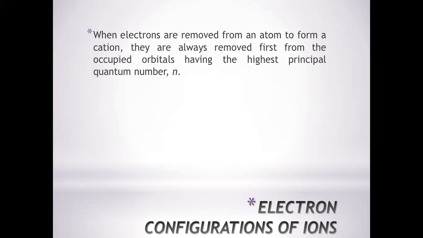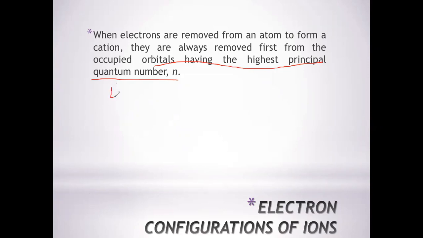Electrons are always removed first from the occupied orbitals having the highest principal quantum number. That is very important, guys. You should understand this very clearly. When you write any electron configuration and want to remove an electron to form a cation, it should be removed from the orbital having the highest principal quantum number, that means the higher value of n.